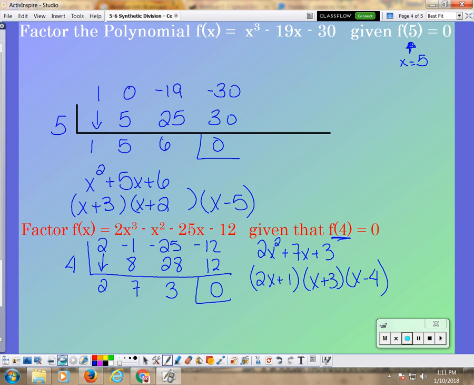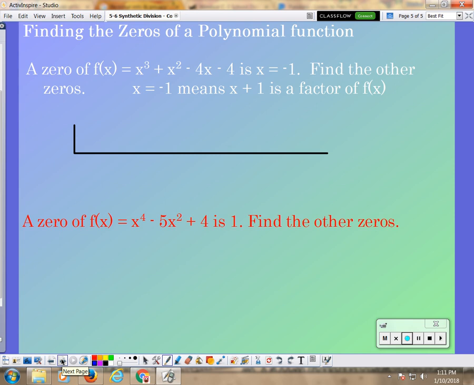All right, last slide. Sometimes they ask you to find the zeros, which means I've got to divide it, I've got to factor it, just like we did on the last slide, factored form, and then I set all those factors equal to 0. So we'll start with the first one of 1, 1, negative 4, negative 4. And they tell me x equals negative 1.